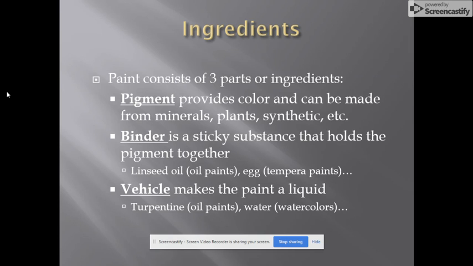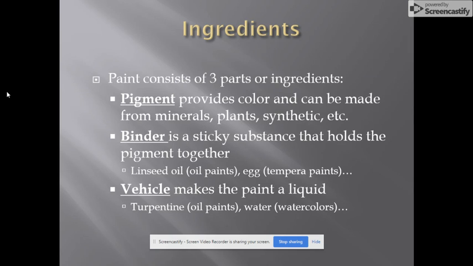Okay, let's talk about three important ingredients to start with. Three parts of paint that make the difference between things like acrylics, oils, tempera paint, watercolors, etc. So first we have the pigment, and that's one of those obvious vocab words that thankfully is easy to recognize because we already know what a pigment is.